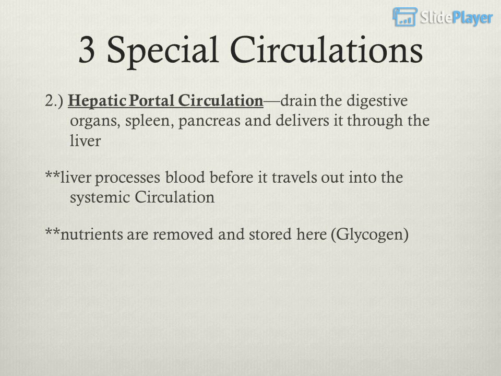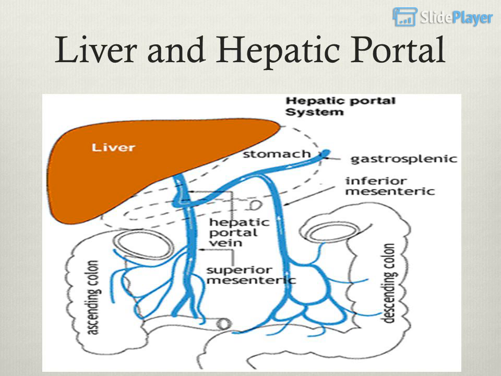3 special circulations. 2. Hepatic portal circulation, drains the digestive organs, spleen, and pancreas and delivers it through the liver. Liver processes blood before it travels out into the systemic circulation. Nutrients are removed and stored here, glycogen, liver and hepatic portal.